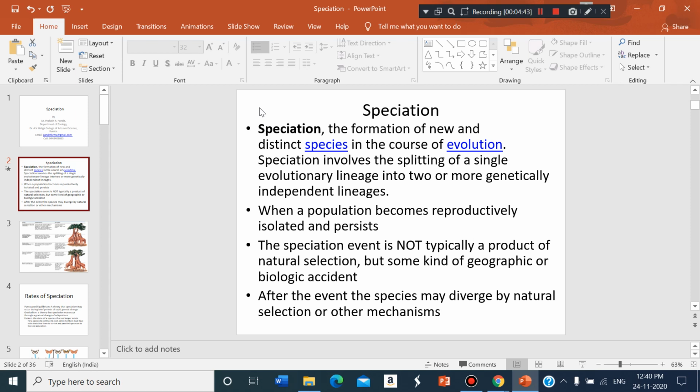Once the species are formed, they are put to natural selection or other mechanisms. Then nature selects whether to perpetuate this or to discard it there and then. So natural selection is the later force. First, there will be speciation and a new species will form, but whether that will perpetuate and continue is left to the goodwill of natural selection.